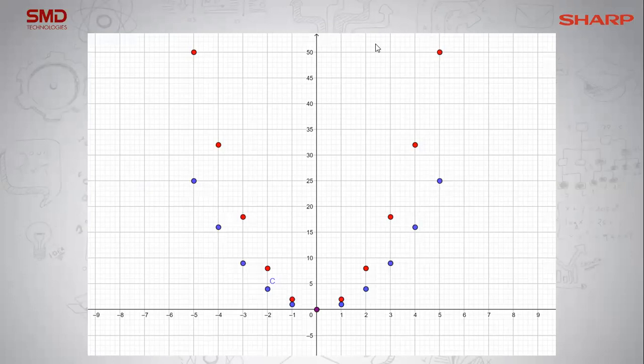Right, let me start with my original graph in blue. So here's my original parabola here. Oh, my mouse is really not happy. And here is my new parabola, which was multiplied by 2.